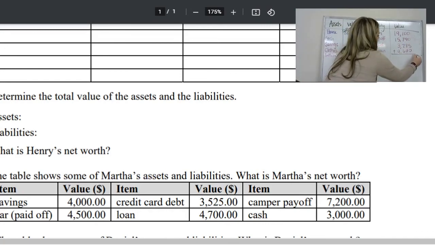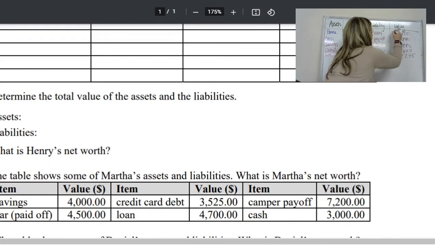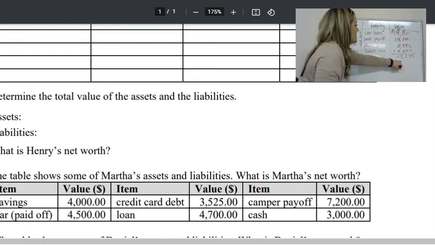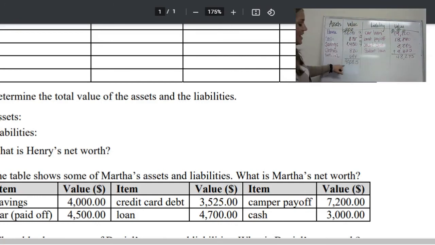So we have 0, 0, 5, and 0. 9 and 8 is 17. The 7 can stay, 1 got to go. 7 and 7 is 14. 14 plus 6 is 20. And 20 plus 2 is 22. 2 can stay, other 2 got to go. Then we have 9 and 9, which is 18. 5 and 3, which is 8. And 8 plus 2 is 10. So we have 10 and 18, that's 28. So the 8 can stay, the 2 got to go. We have 2, 3, 4. So his liabilities are $48,275, less than his assets.